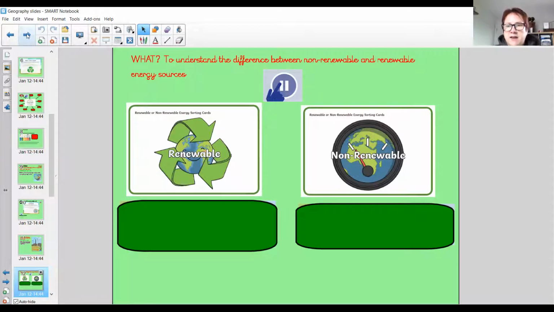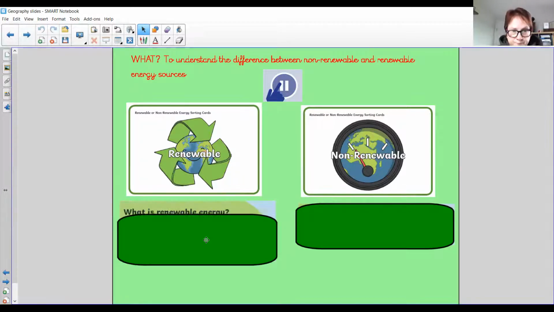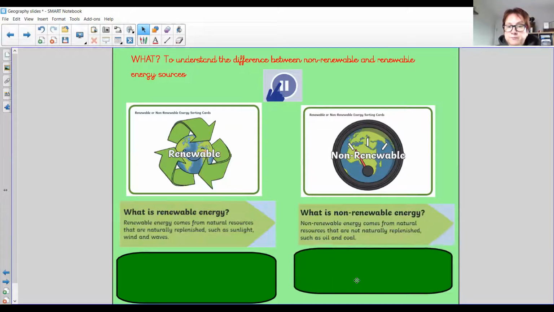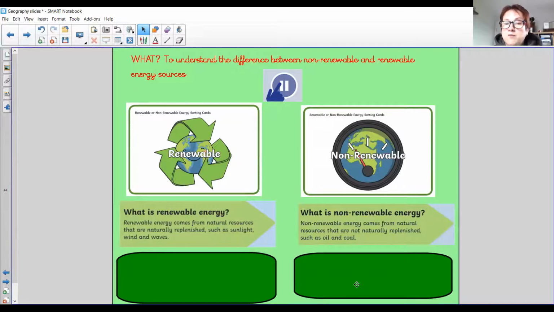Okay, hopefully you've had a little think and we can reveal the answers. Renewable. Renewable energy comes from natural sources, sun, wind, waves. Therefore, non-renewable comes from coal and oil, things that we can't replace. Once they are gone, they are gone. So remember those two. Renewable, natural, can be replaced. Non-renewable comes from natural, but once it's gone it can't be replaced.